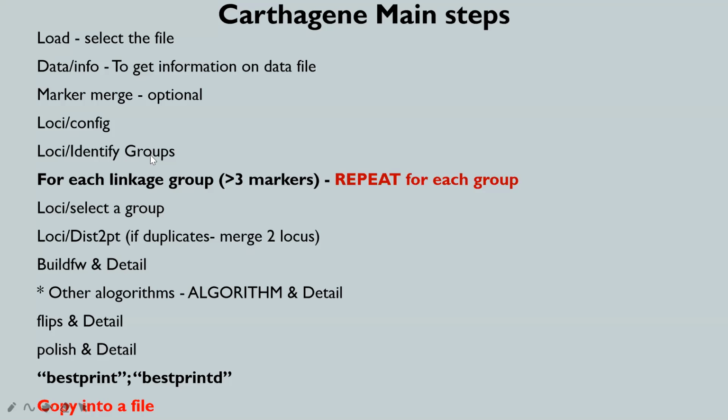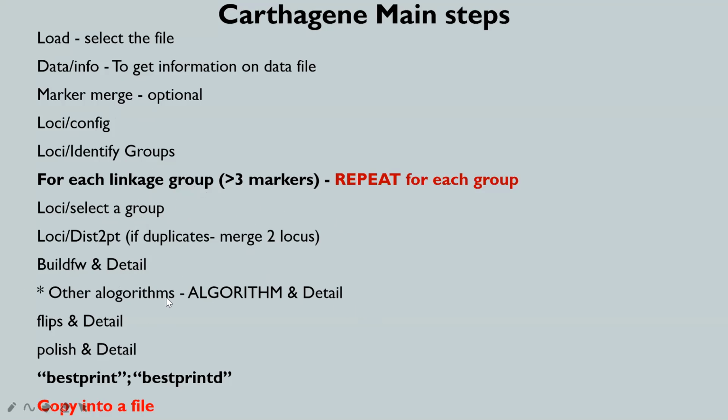So we will be identifying groups, and for each linkage group that has more than 3 markers, we do all the steps. Basically, we select that group and see if there are any duplicates. If so, we can merge them at this step. It all depends upon your data table size. And then we use a command called build FW, meaning build framework map, and detail to get the details. I'll show you in a minute.